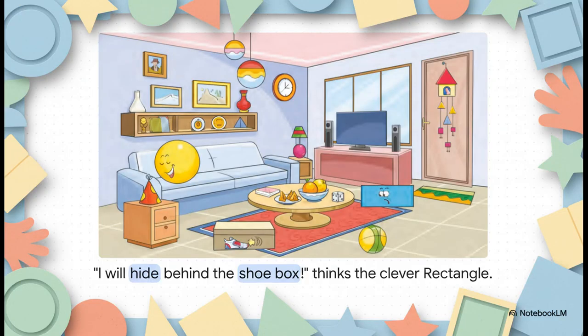Meanwhile, Rectangle is looking for a place to hide. He's thinking, where can I go? And then he sees it. Aha! This shoebox has a rectangle face, just like me. I'll hide right here. Pretty smart, isn't he?